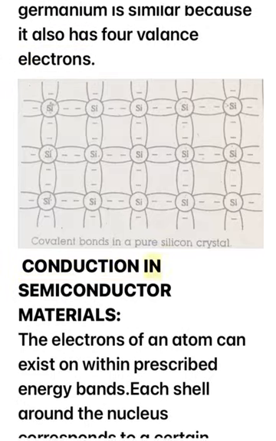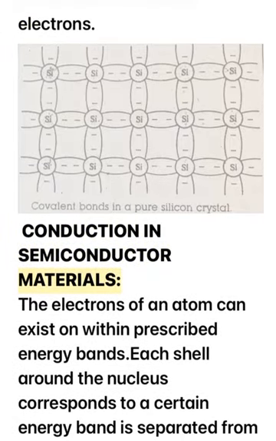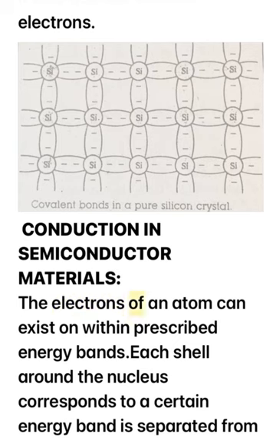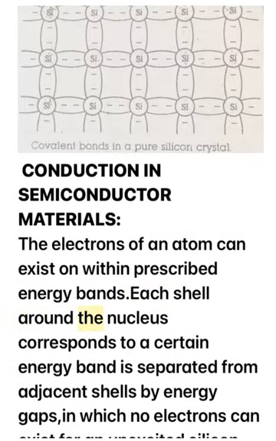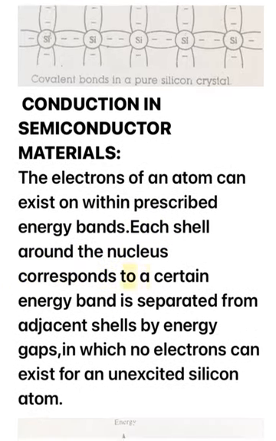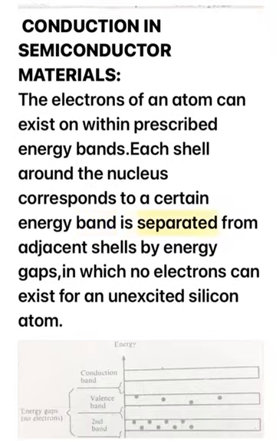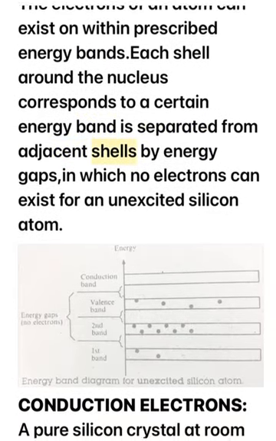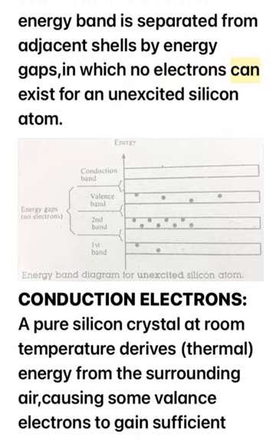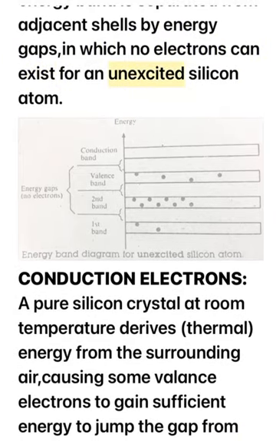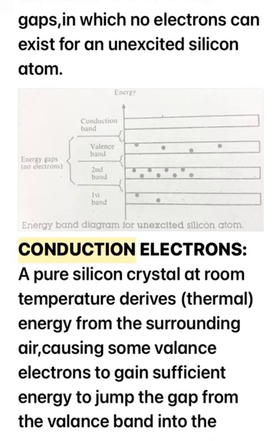Conduction in semiconductor materials. The electrons of an atom can exist only within prescribed energy bands. Each shell around the nucleus corresponds to a certain energy band and is separated from adjacent shells by energy gaps, in which no electrons can exist. For an unexcited silicon atom, conduction electrons.